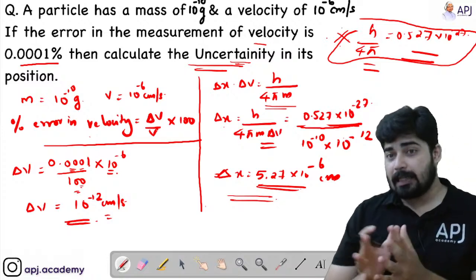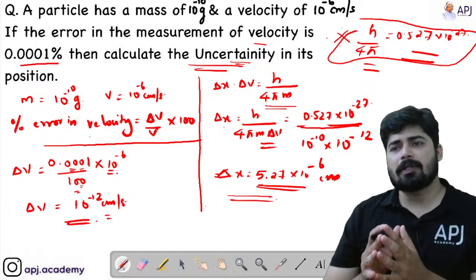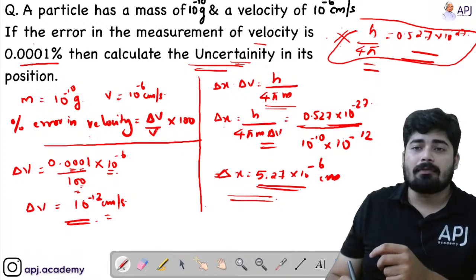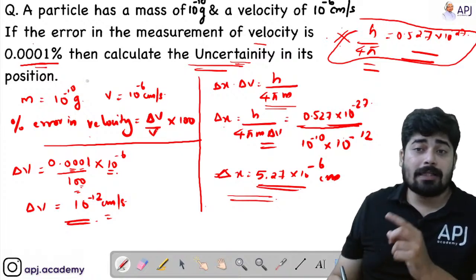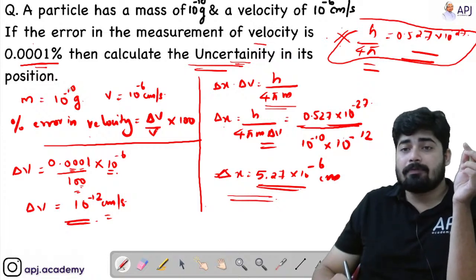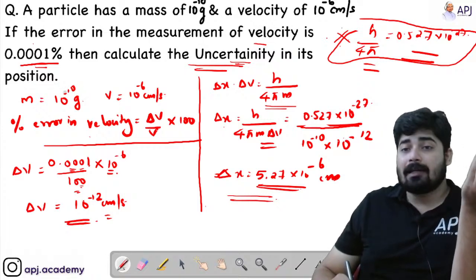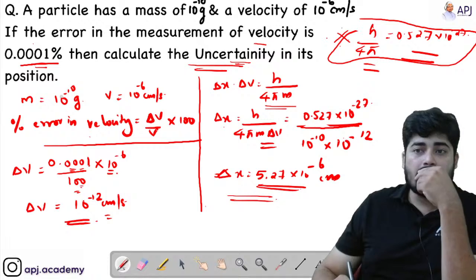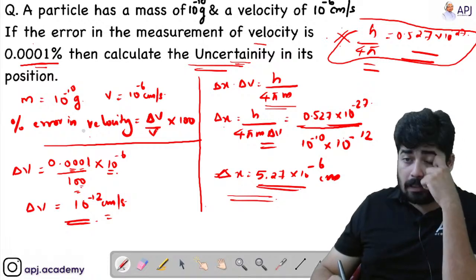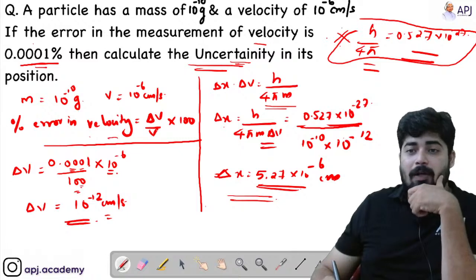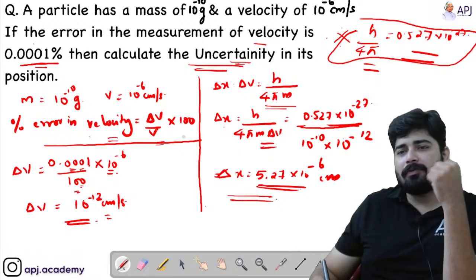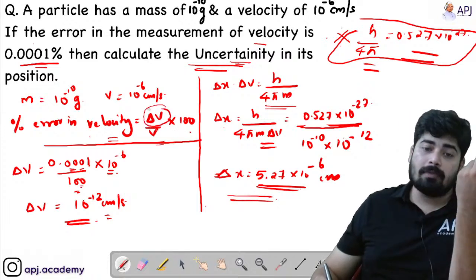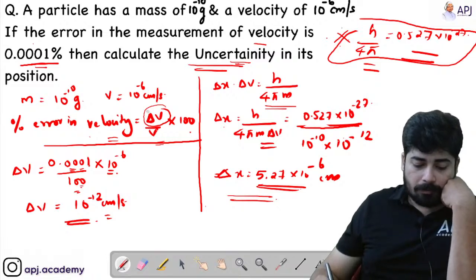Particularly from this section, because instead of giving you the uncertainty in velocity, they have given you the error. You might have studied error calculation in some basic concepts, or from practical classes, or from the first chapter in physics, about errors in measurement. The percentage error, whether in velocity or any other term, is delta V by V into 100. So from this equation only you will get the value of delta V. That's how JEE normally asks the question.